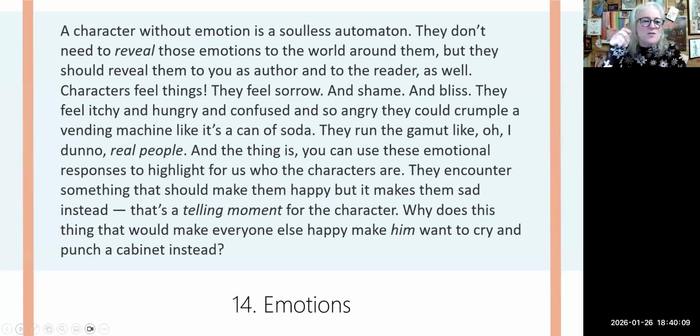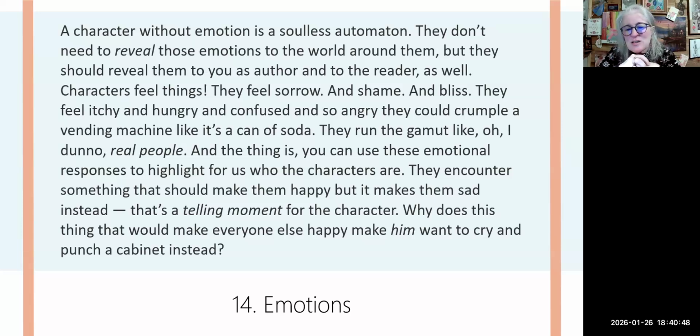Number 14, characters need emotion. Let me move this again. A character without emotion is a soulless automaton. They don't need to reveal those emotions to the world around them, but they should reveal them to you as author and to the reader as well. Characters feel things. They feel sorrow and shame and bliss. They feel itchy and hungry and confused and so angry they could crumple a vending machine like it's a can of soda. They run the gamut like, oh, I don't know, real people.